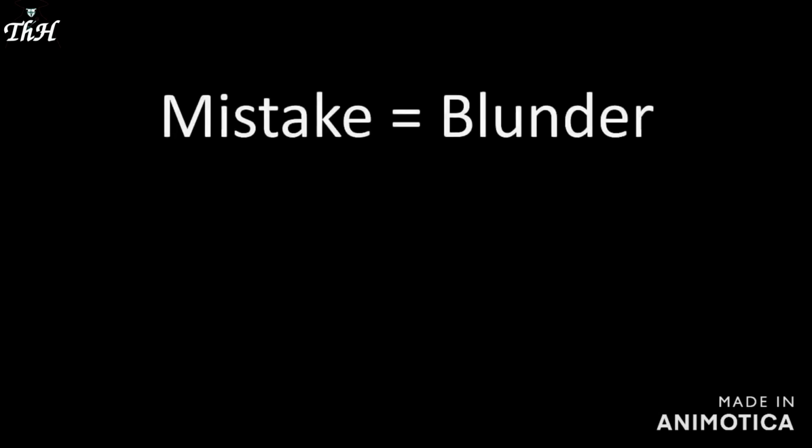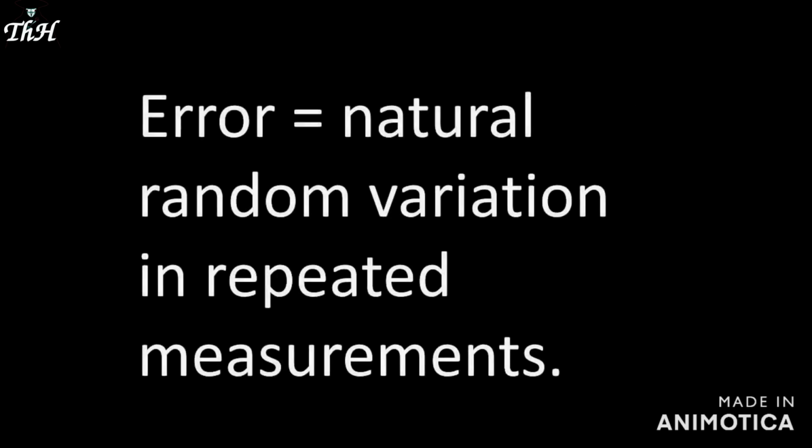For instance, simply misreading the level rod is a blunder. However, the term error describes the natural random variation in repeated measurement results. If you measure something multiple times, it won't come out exactly the same every time. If you round your reading to the nearest 1/100th of a foot, that rounding is literally an error source. Sometimes you round up, sometimes you round down.